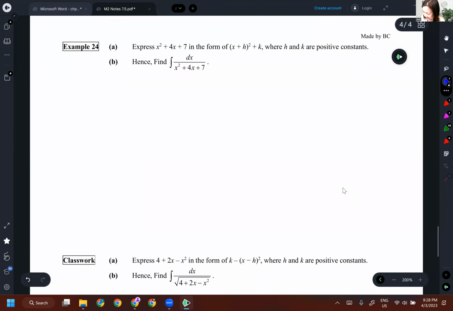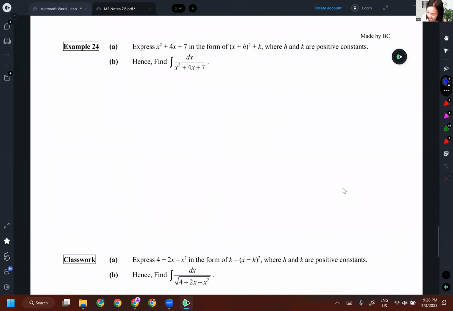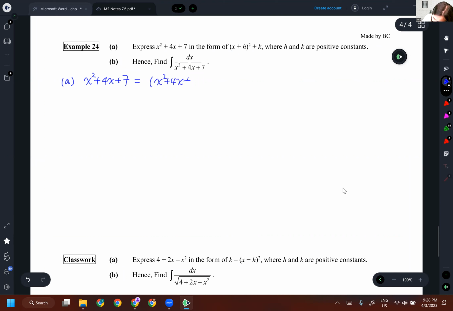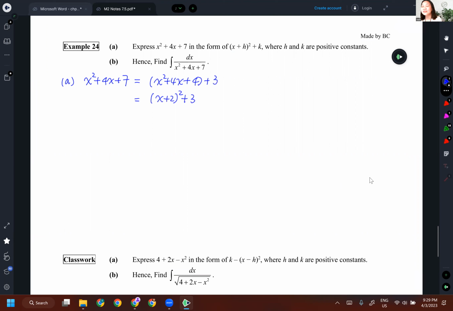Another example. This is the last example. Part A. Express it as the perfect square. Now we've done this before. It's x squared plus 4x plus 4 plus 3. And that is equal to x plus 2 whole squared plus 3. This is for the vertex form. Can you believe that the vertex form is still useful here? Yes, it is.